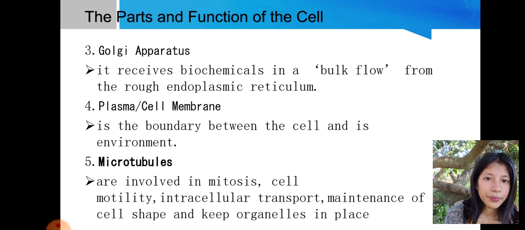Next is plasma or cell membrane. It's the boundary between the cell and its environment. Also, it regulates what enters and exits the cell. Next is microtubules, which are involved in mitosis, cell motility and structural transport, maintenance of cell shape, and keep organelles in place.